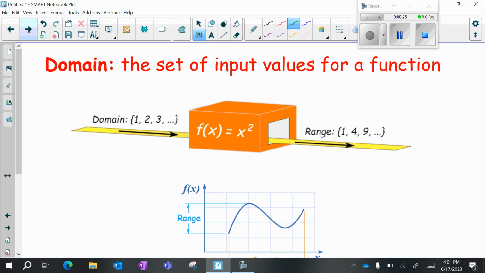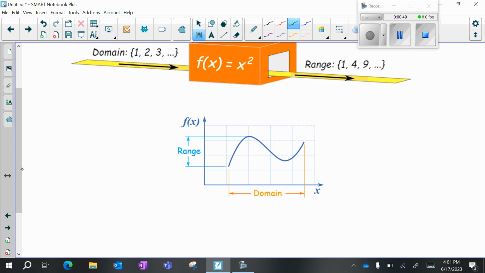So the domain is the set of input values for a function. We typically know our input values as x values. So if I have a function, f of x is my output, those are my y values or my range. My input, my independent variables, are my x's, those are my domain. On a graph, domain is left to right because those are my x values. I look along my x-axis. For my range, or my f of x, it's my dependent. I look bottom to top along my y-axis.